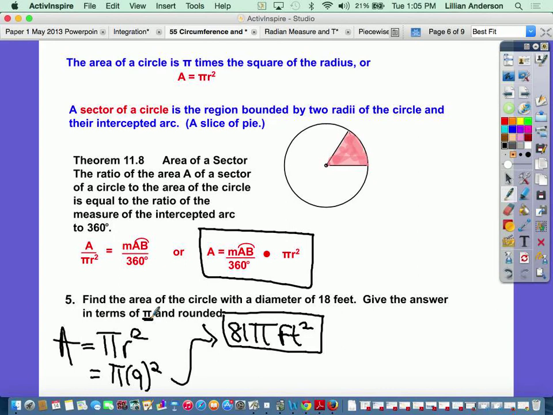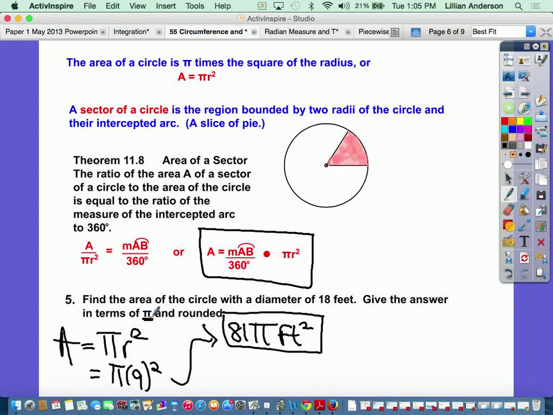Why can't they just multiply it out? Because pi is a number, 3.1415 and so on. True, but technically, when you use 3.14, you're not giving the exact answer of the area. You're giving a rounded approximation. This is as exact as it possibly could be.